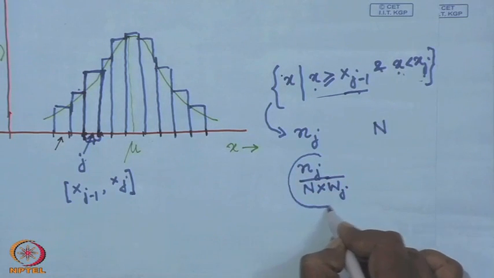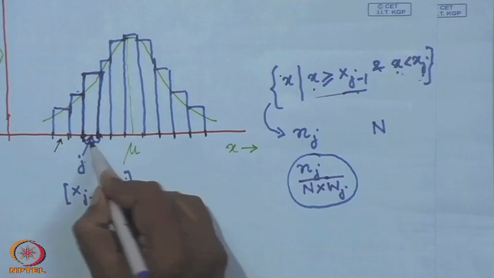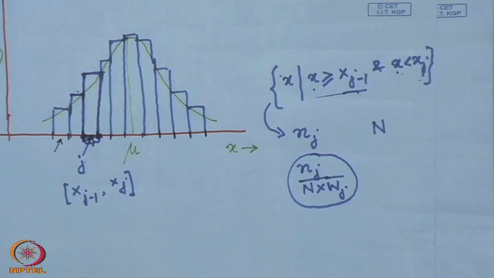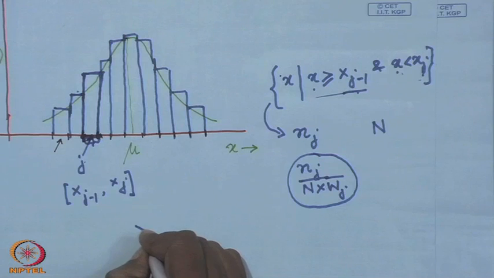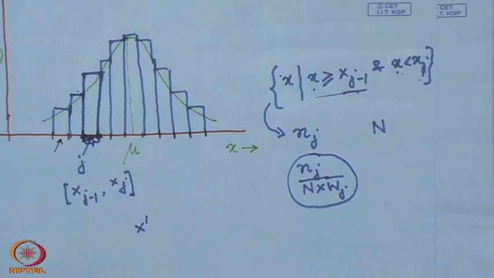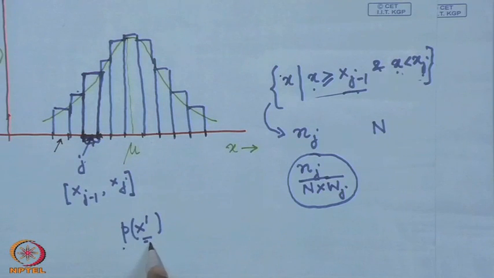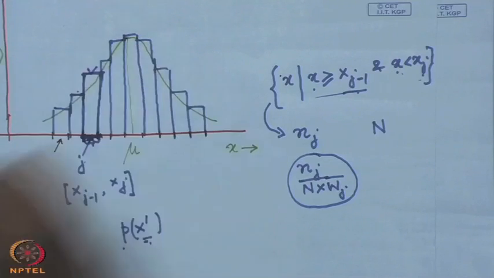So, this is nothing but the probability that a sample falls within this jth interval. Now, given any other value of x, say x prime, which is unknown, and I have to compute p of x prime, I simply have to look for which of these intervals x prime falls in. If x prime falls within this jth interval, then immediately I can say that p of x prime is given by the height of this bar.